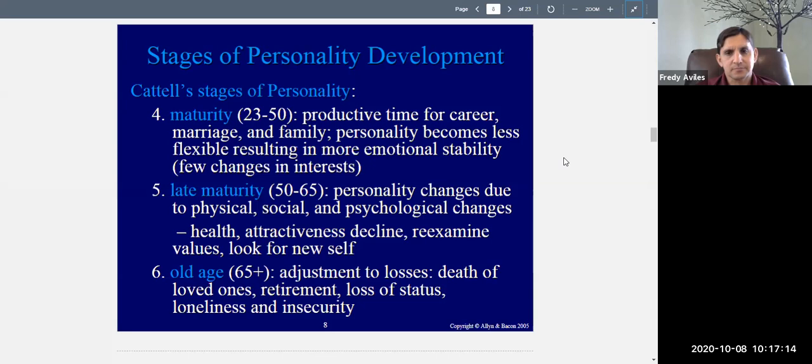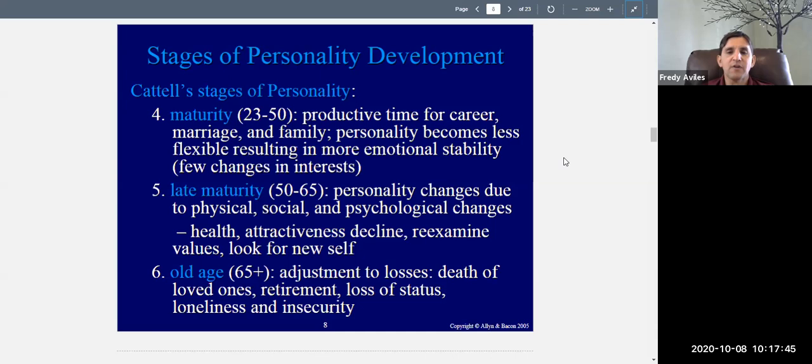So you may reexamine your values, right? Especially if you have a midlife crisis. You may think about whether you like your life or need to make changes. You look for a new self, because things have changed. When you're in late maturity, you may be nearing the end of your career or maybe have retired, and you're no longer the same person. Now you have to find other things to care about, other things that motivate you. And that means a new self.